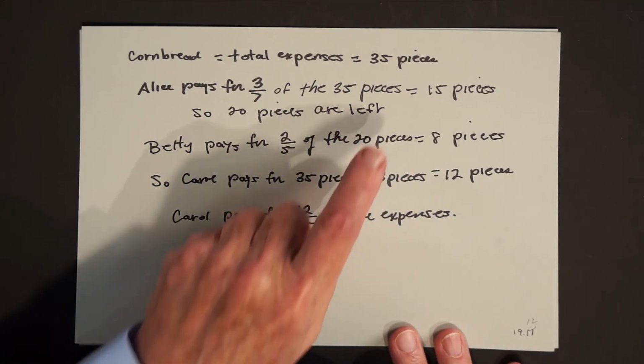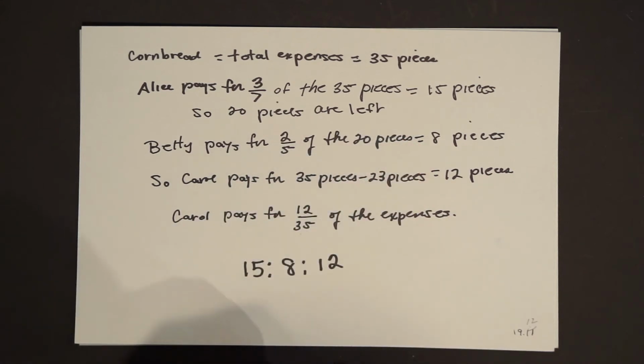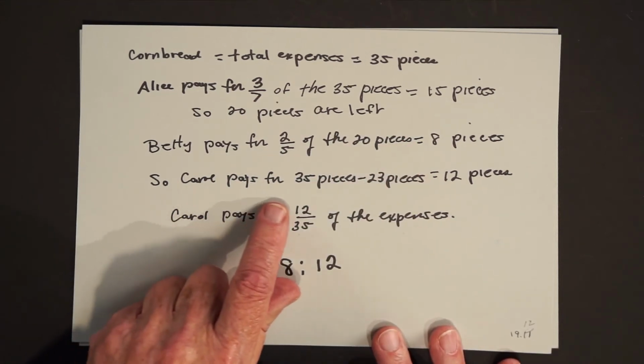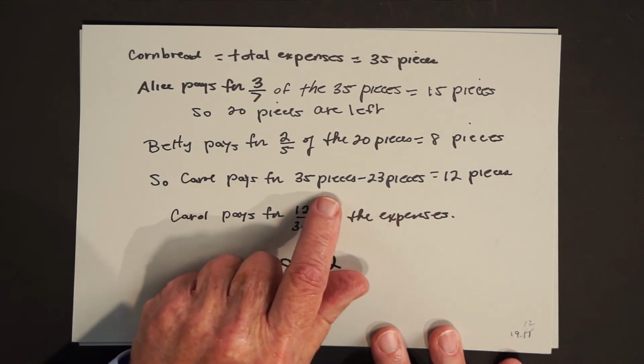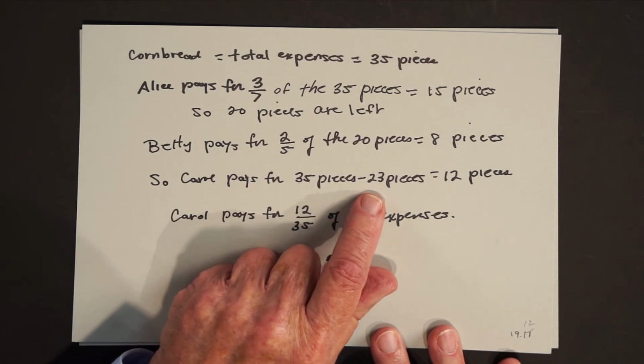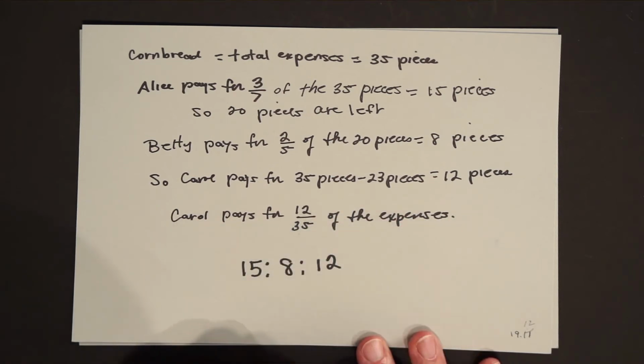Therefore, together, Alice and Betty have paid for 23 of the 35 pieces, which means that Carol has to pay for the remaining number of pieces, namely 35 pieces minus 23 pieces, which is 12 pieces. So Carol pays for 12/35 of the expenses.